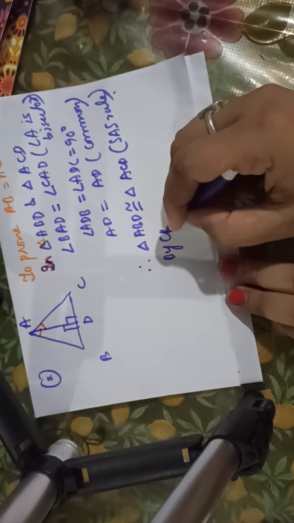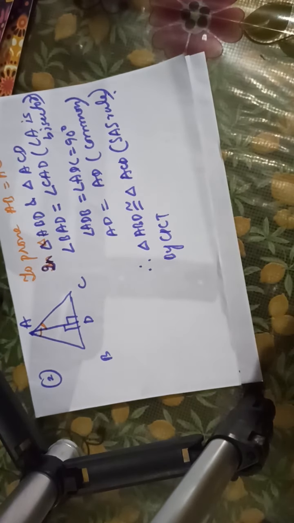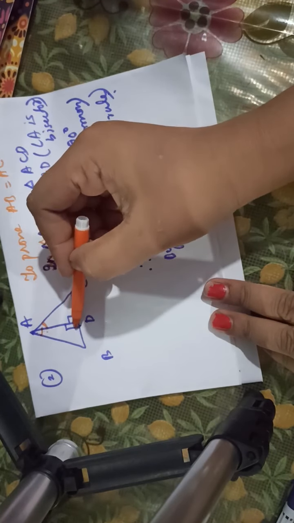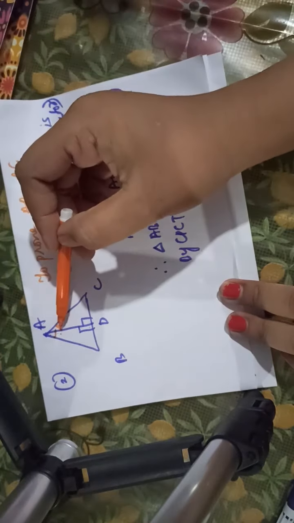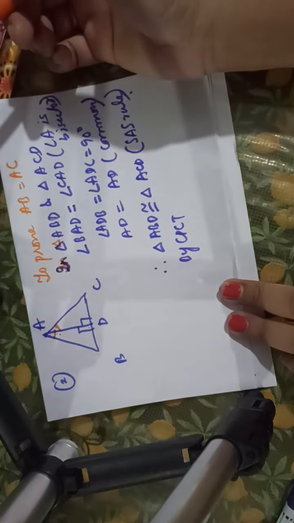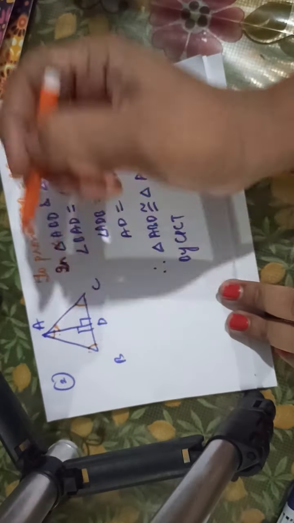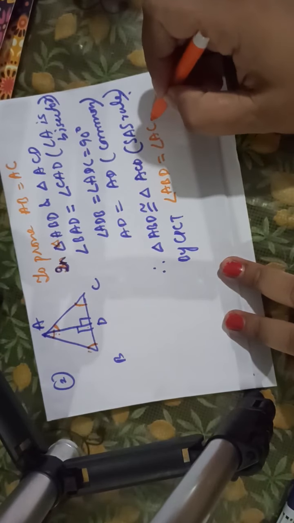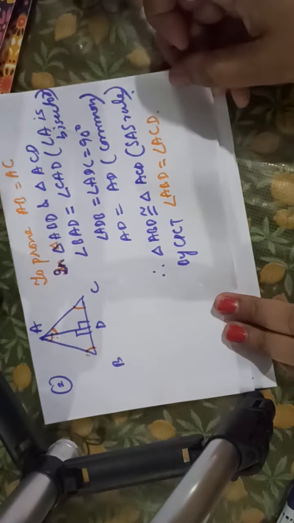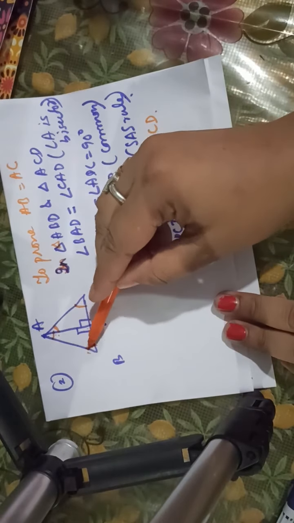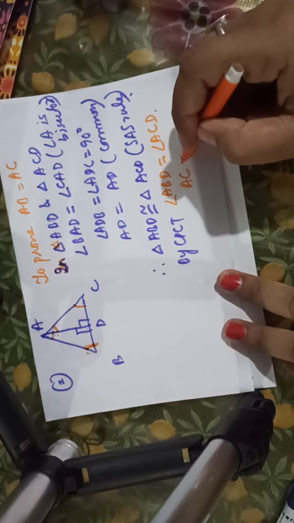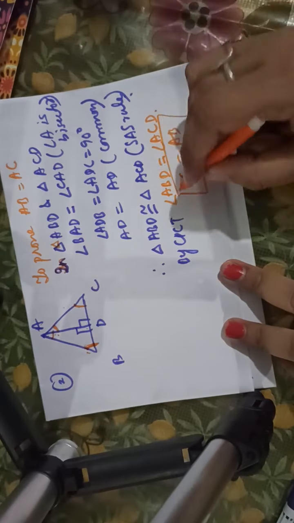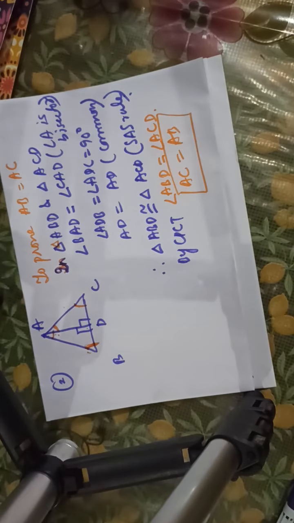Therefore, by CPCT we can say that, so automatically in this triangle this angle and this angle have already been engaged, and for this triangle this angle and this angle have been engaged. So the left out angles are this angle and this angle. Therefore, by CPCT I can write that angle ABD will be equal to angle ACD. Now, as I have already discussed, when we are focusing on angle ABD, the side opposite is AC, and when we are focusing on angle ACD, the side opposite is AB, which is the required proof. Okay.